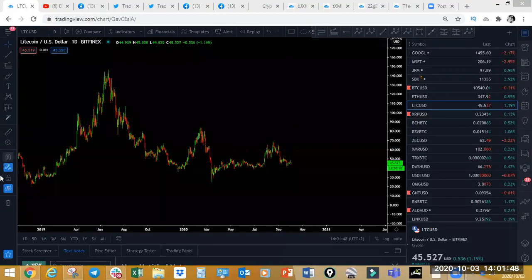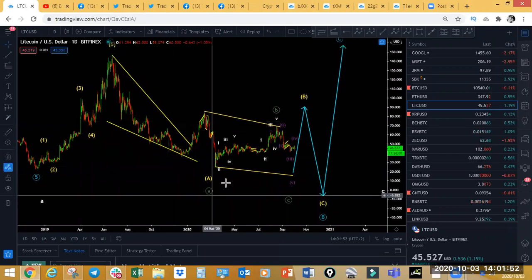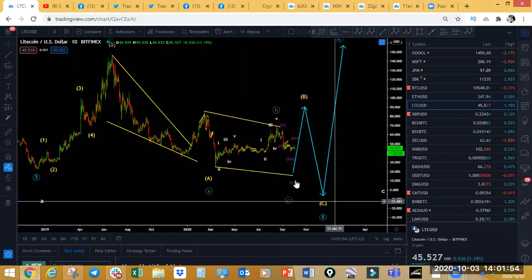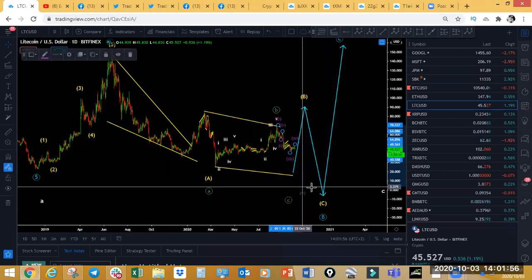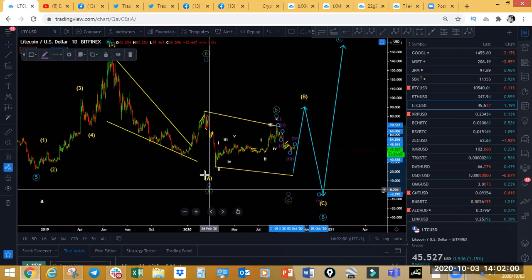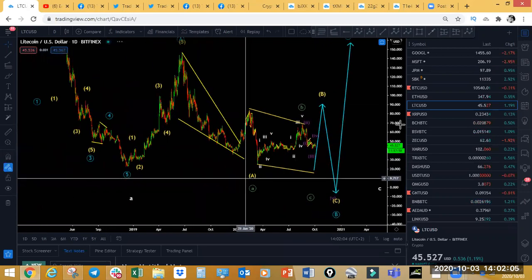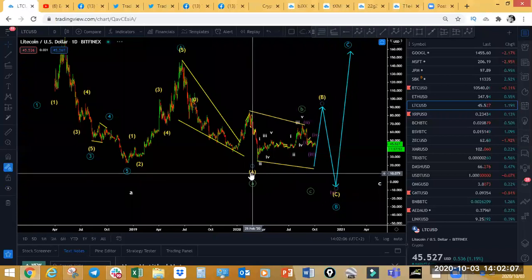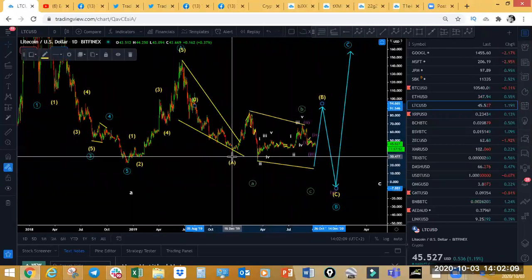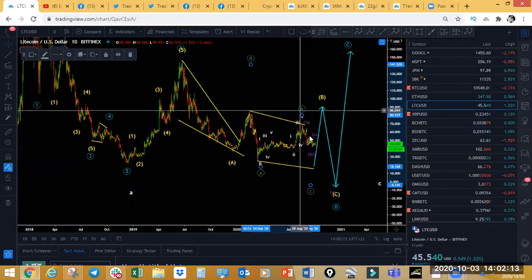Structurally, this is what we have here. This is A, B, and this one could be coming down for a C. So we'll be looking for this one to come down impulsively. Let's see here, just want to see where that A is. This A is here. This is the A here, A, B, C.